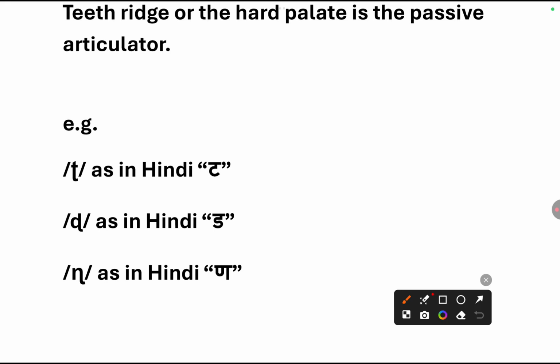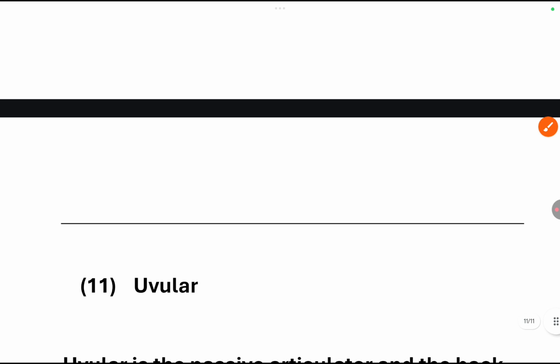Ta. How your tip is curled back. Da. Ra. You will come to know. So pronounce from your side. Ra. You will come to know how the tip of the tongue is curled back.